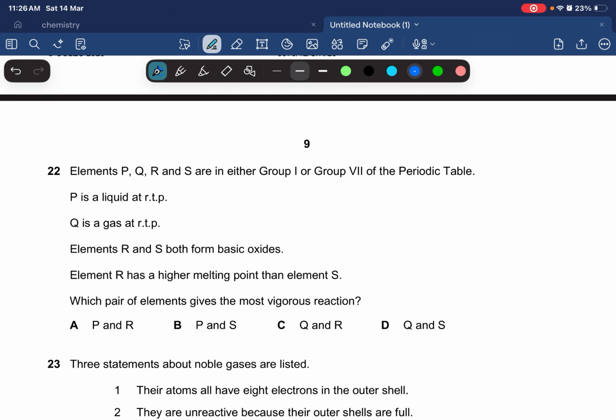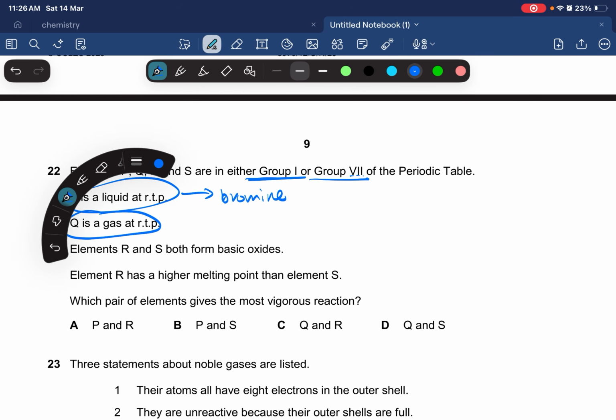Elements P, Q, R, S are either in group 1 or group 7. P is a liquid at RTP, Q is a gas at RTP. You know what P is. P is going to be bromine, because the only element in group 1 and groups 5, 6, 7 that is a liquid is bromine. Q is a gas. No group 1 element is going to be a gas. So Q can be either fluorine or chlorine.